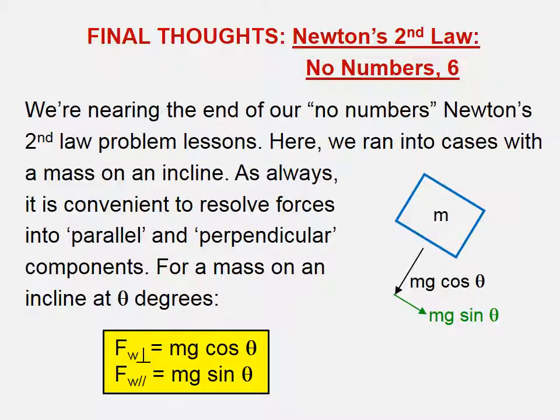We're nearing the end of our no-numbers Newton's second law problem lessons. Here we ran into cases with a mass on an incline. As always, it is convenient to resolve forces into parallel and perpendicular components. For a mass on an incline at theta degrees, Fw perpendicular is equal to mg cosine theta, and Fw parallel is equal to mg sine theta. And you can see that in the diagram on the right.